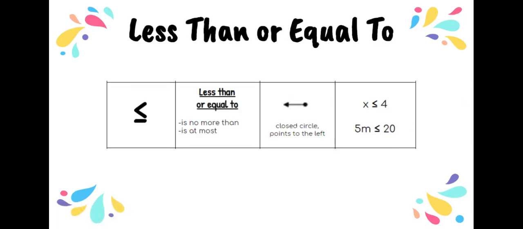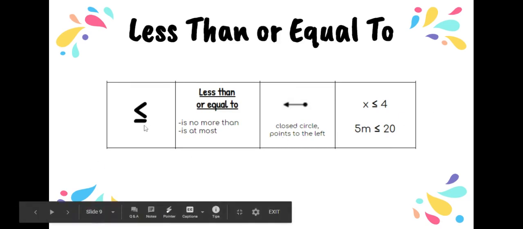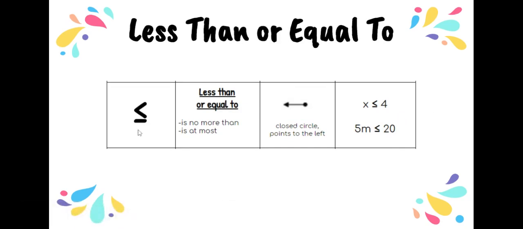The next inequality symbol is less than or equal to. The symbol looks very similar to a less than symbol. However, there is a line underneath. Think of this like the less than sign with an equal sign. When using this inequality, you might see the words is no more than or is at most.